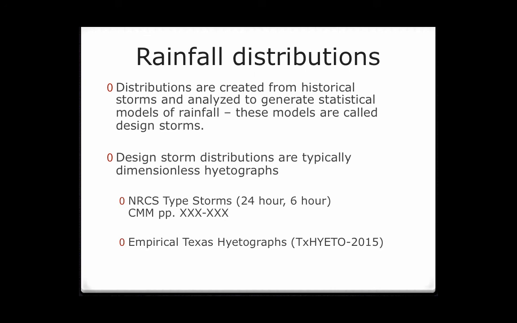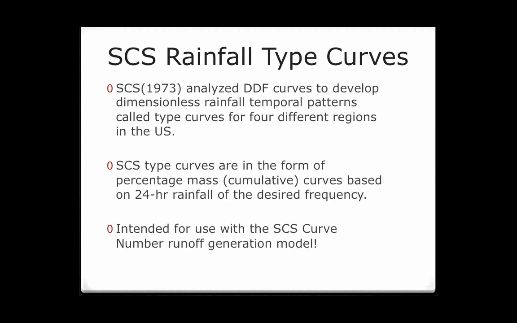You can read about the NRCS type storm in Chow, Maidment, and Mays on pages XXXX through XXX. I didn't have the page numbers yet. For what it's worth, Chow, Maidment, and Mays is probably one of the better descriptions of what a design storm is of any book you could get, even stuff that was written recently that uses colorful pictures and things.